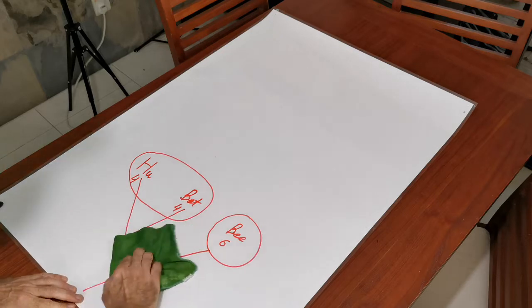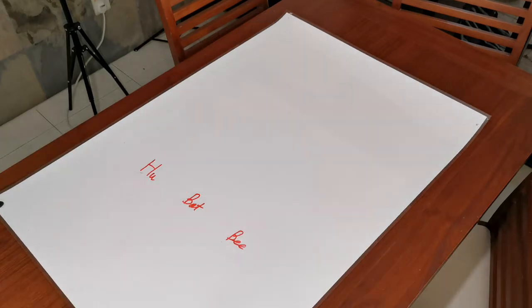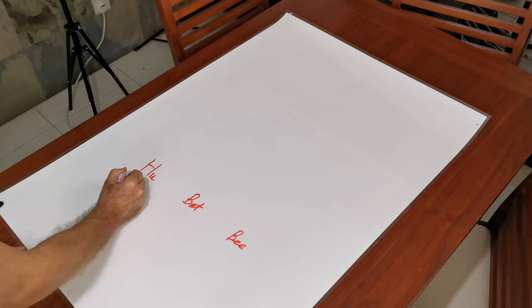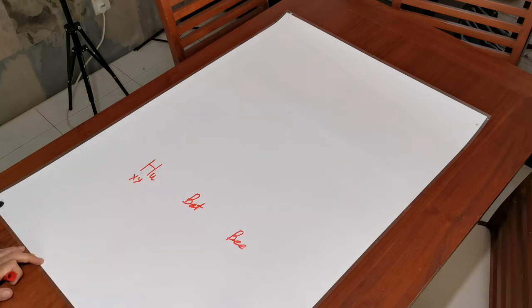So let's use something else. Let's use another trait, a synapomorphic trait, for example, the genetic systems. Humans have a diploid genetic system, XY. Bats also have a diploid genetic system.